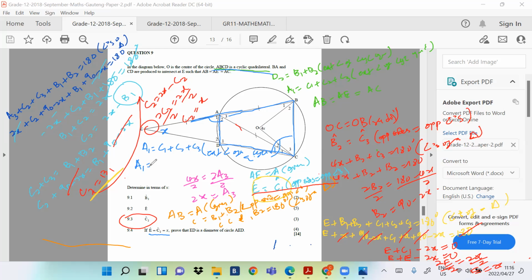So A1 is, what is C1? C1 is x, C2 is x, C3 is 90 minus 2x. Now you see x plus x minus 2x is 0. Therefore, A1 is 90. If A1 is 90, therefore ED is a diameter. Because remember, a 90 degree angle should be subtended by a diameter.